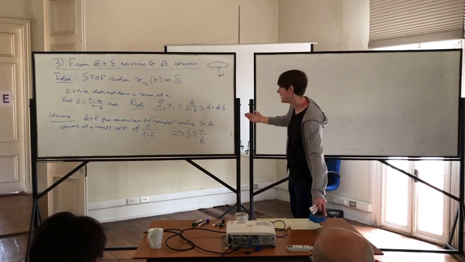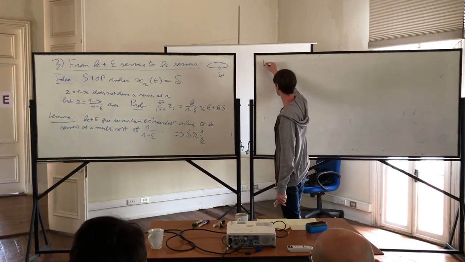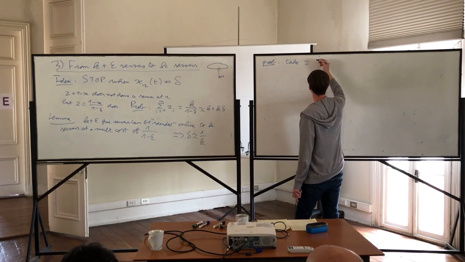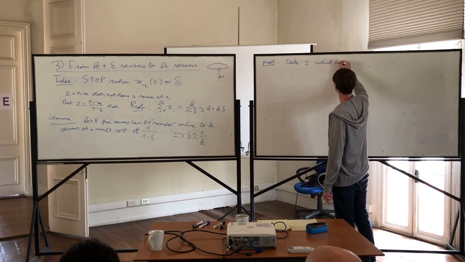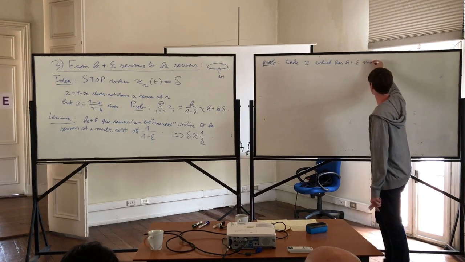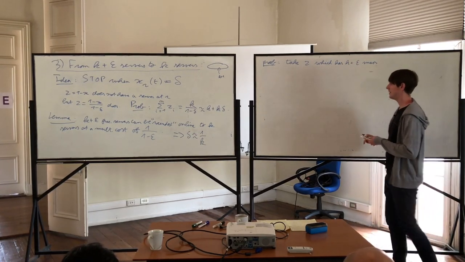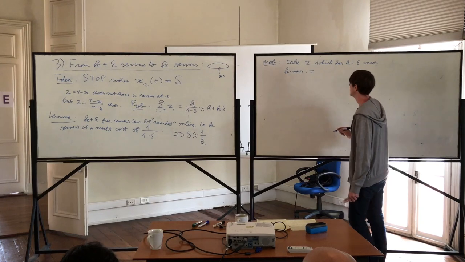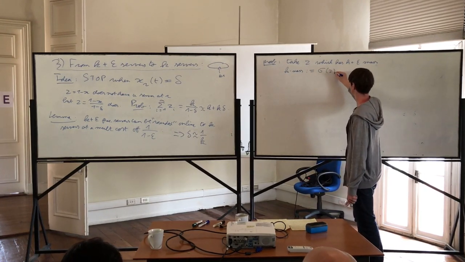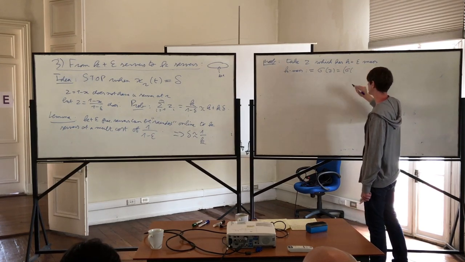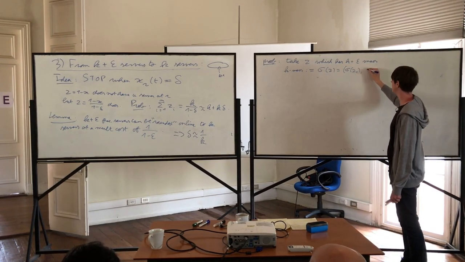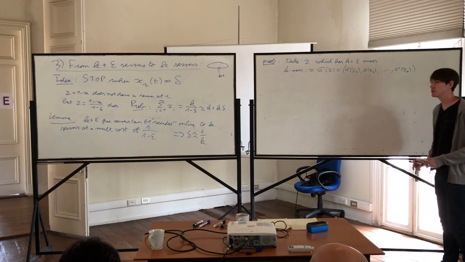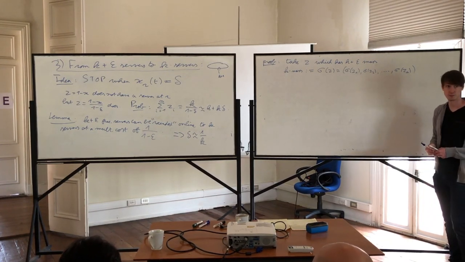So the proof is, again, we can apply any transformation that we want. Proof. Take Z, which has k plus epsilon mass. And now the k mass solution, I define it to be some sigma of Z, where sigma is going to be some map which applies entry-wise: sigma of Z1, sigma of Z2, up to sigma of Zn.